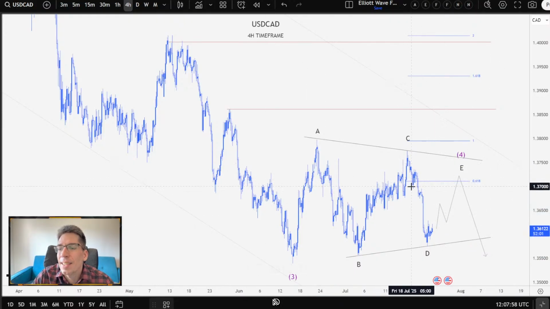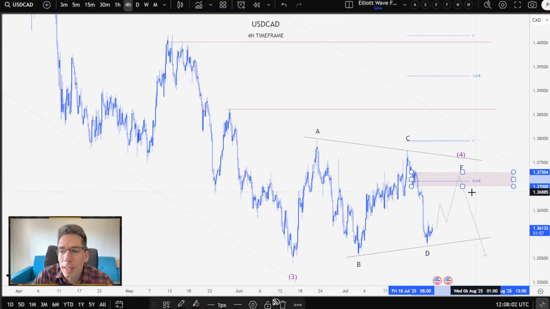Also, we can say there is some sort of a supply around here, so why not? So looking for a push higher towards this zone, and from there we can focus on potential sell opportunities. If we are focusing on those sell opportunities, we need to be aware of the invalidation that is currently at 137.75.